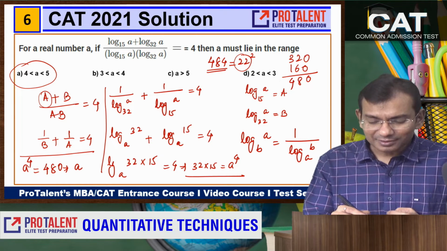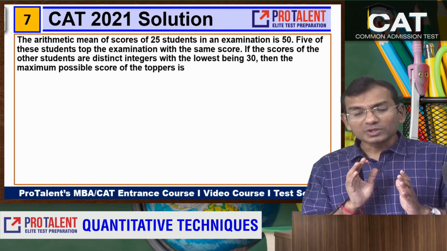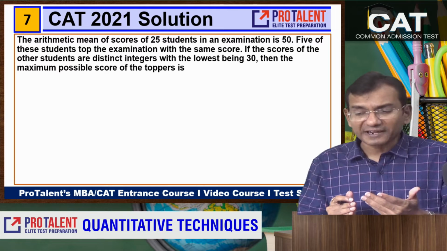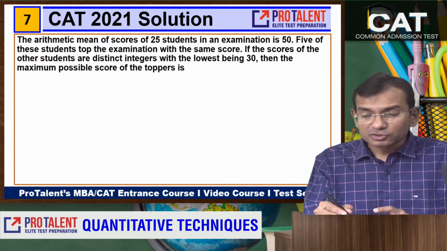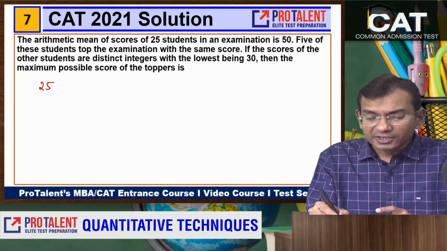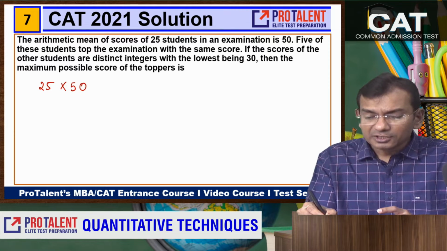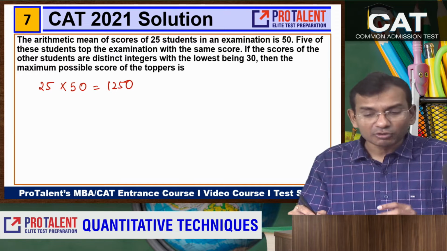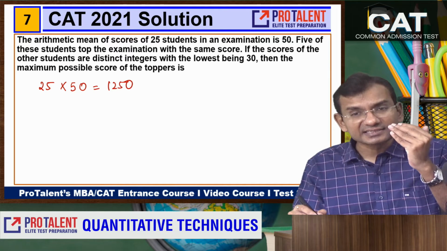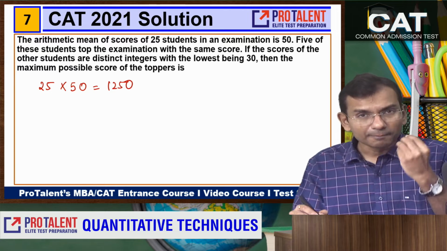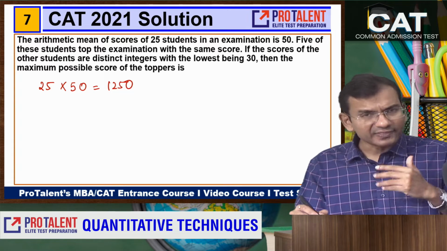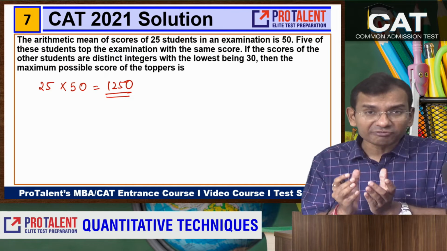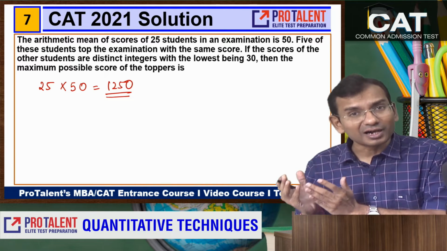So that's question number 6. Question number 7. It says the arithmetic mean of scores of 25 students in an examination is 50. So कितने students हैं? 25. ठीक है, एवरेज है उनका 50. So that makes 25 fives are 125, so that is 1250. 5 of the students top the examination with the same score. 5 students का same score है and that's the highest score. So this sum 1250 is made up of those 5 students plus other students.